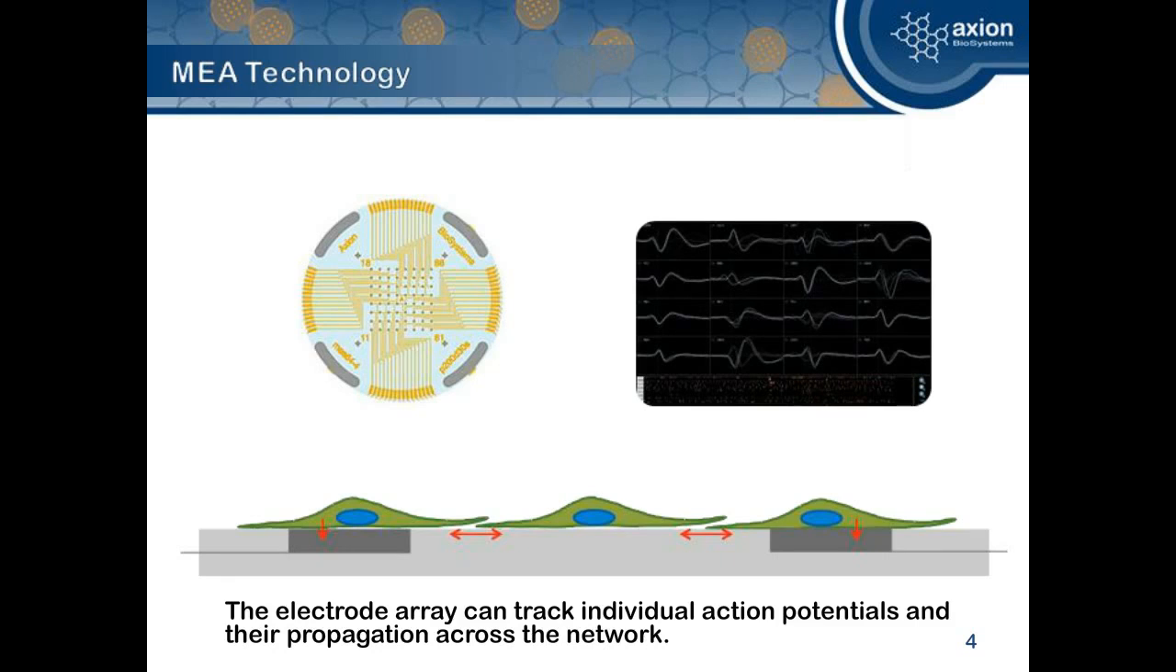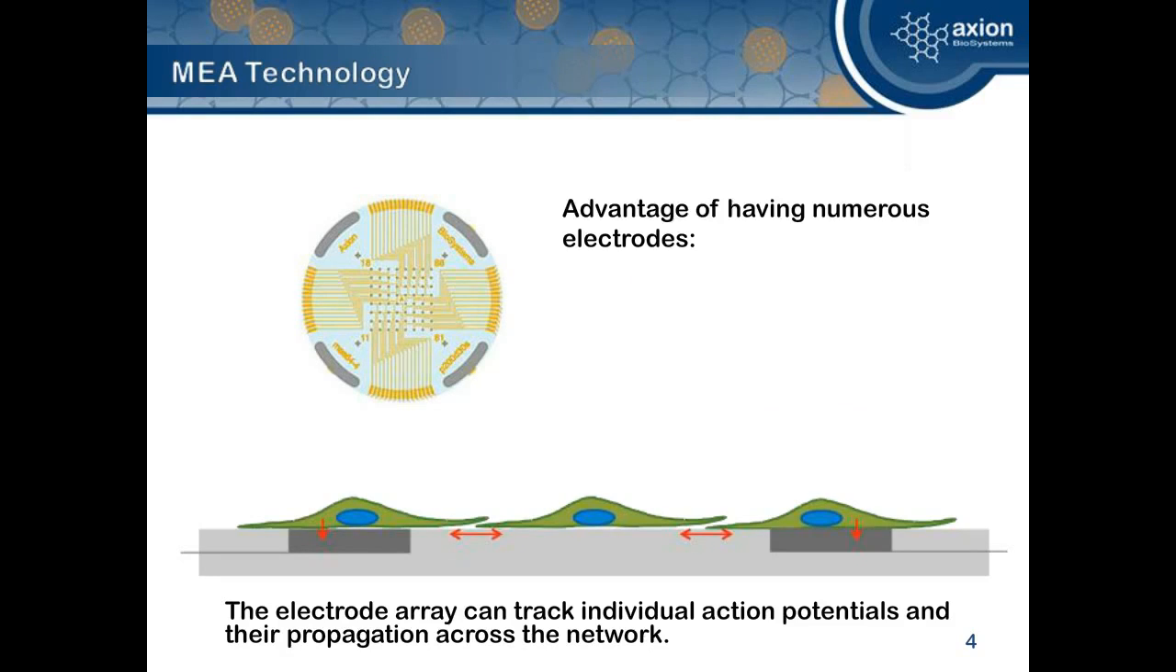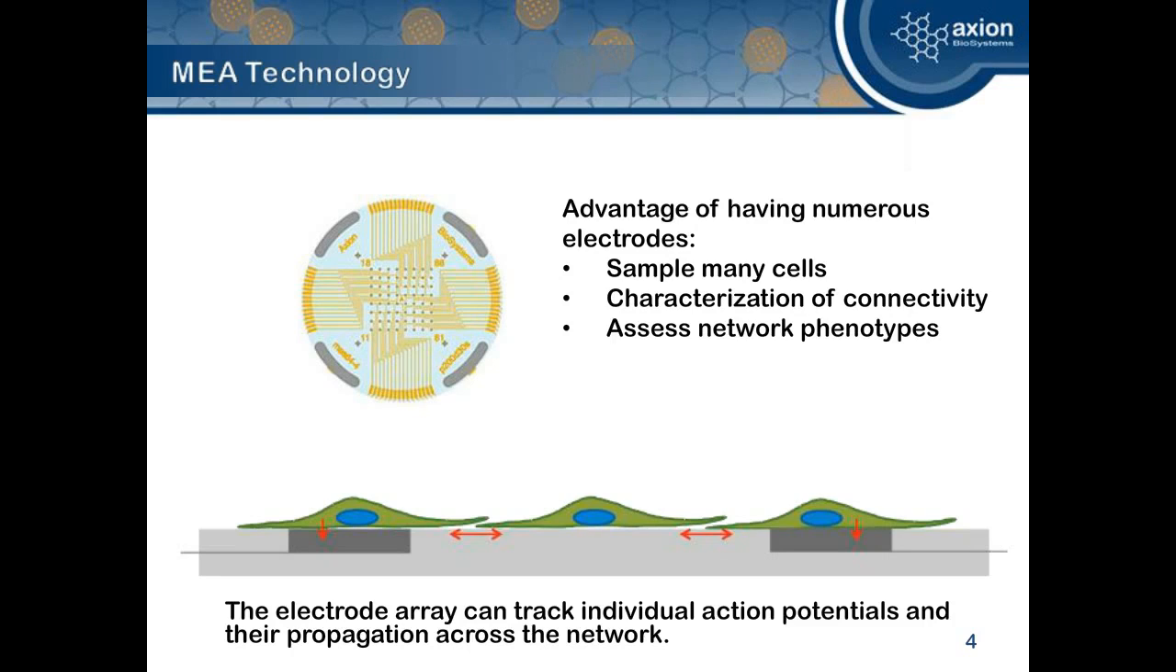Now, with the microelectrode array, where we have multiple electrodes within a well, we're able to capture the activity from not just one electrode, but multiple electrodes. In this case, we have a 4x4 grid of electrodes, with each electrode detecting action potentials from one or a few neurons located in close proximity to the electrode. And there are numerous advantages to having multiple electrodes within a well, with the first being the ability to sample many cells as opposed to just a single cell. And this allows the characterization of connectivity across those different cells within the network, leading to truly networked phenotypes and the ability to quantify these for neural applications. And this significantly enhances the reliability and reproducibility of the data.